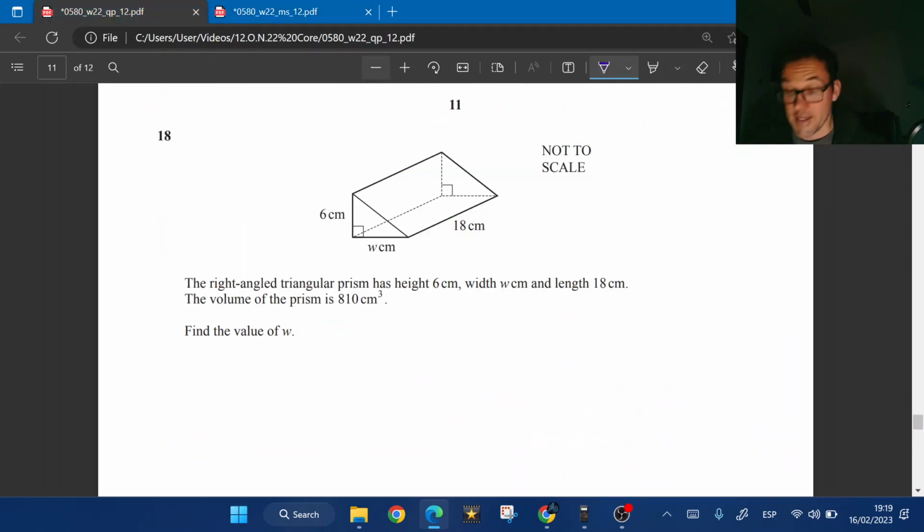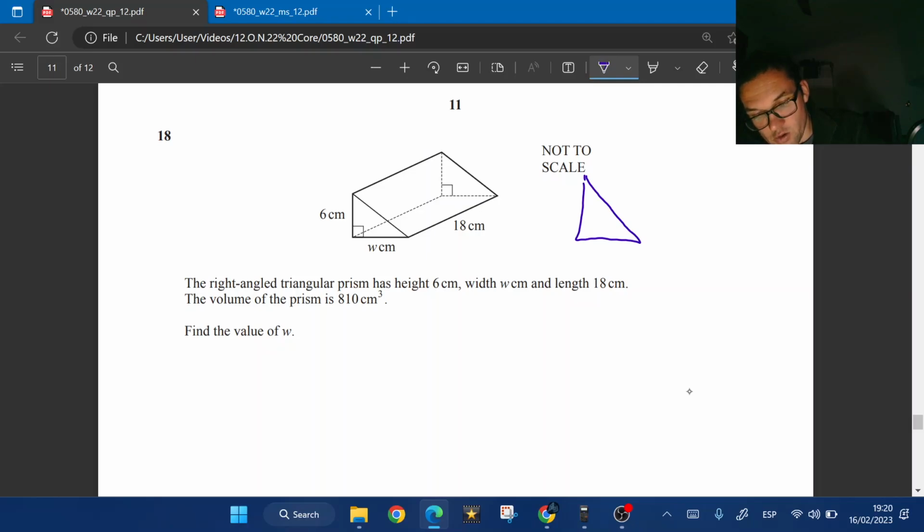Right, question 18. The right angle triangular prism has a height of 6 centimeters, a width of W, and a length of 18. The volume of the prism is 810 centimeters cubed. How do we work out the volume of a triangular prism, or any prism for that matter? Okay, let's write it down. For any prism, you work out the area of the front face, which in this case is a triangle.